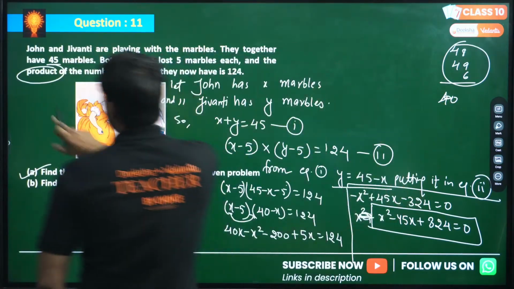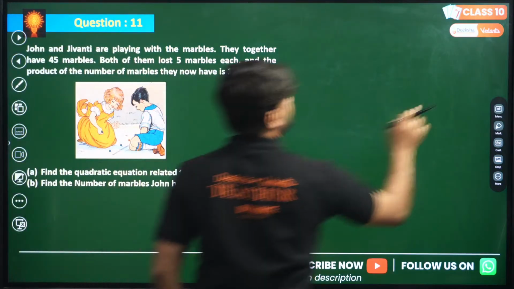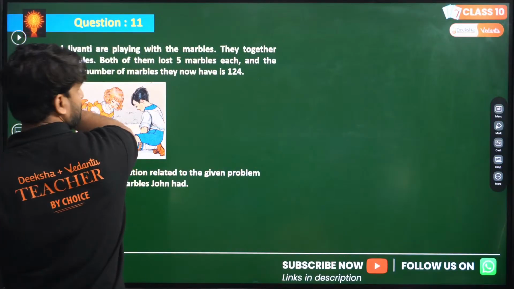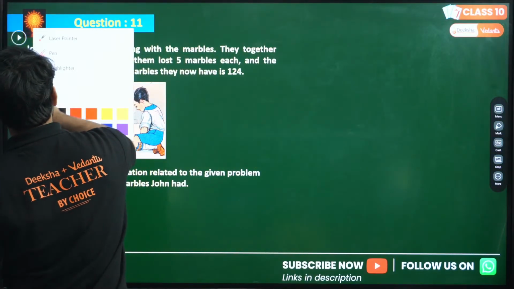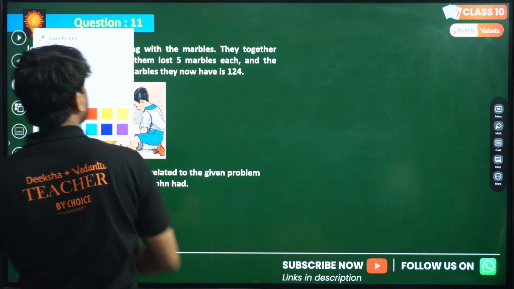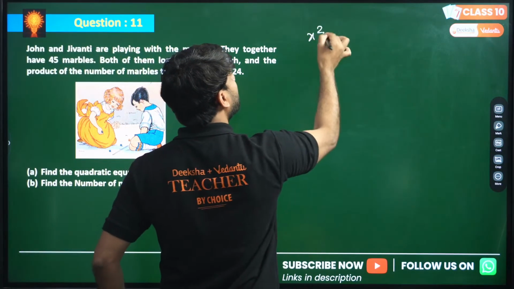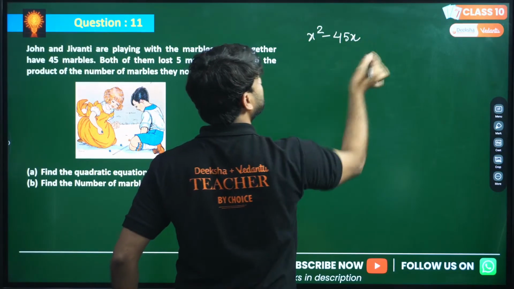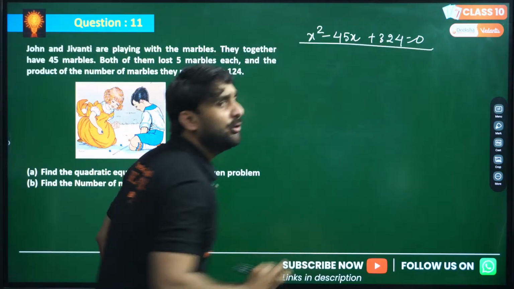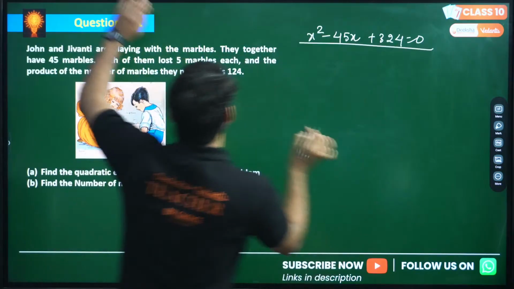Okay. So we can do one thing here, my dear champ. Sorry. Unfortunately the page is deleted. So the equation was x square minus 45x plus 324 equals 0. What can we do, guys? Yes, you all can take the LCM of 324.